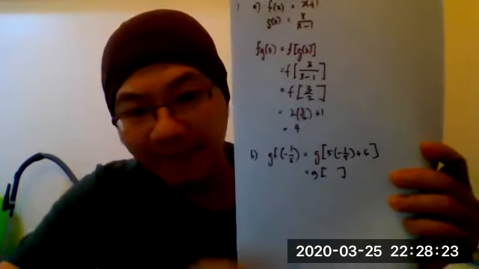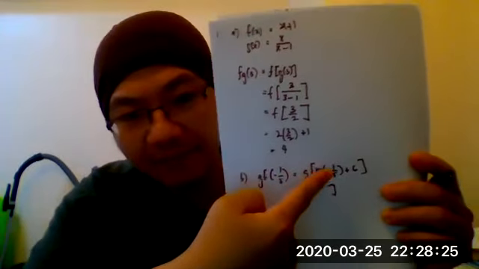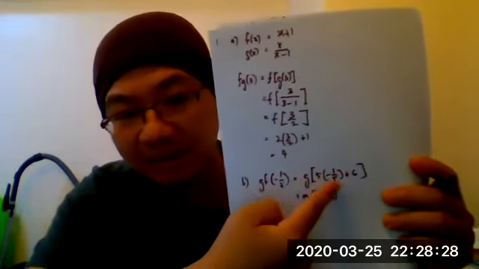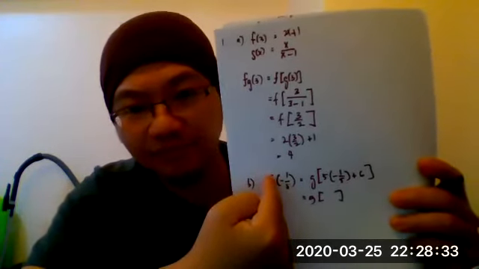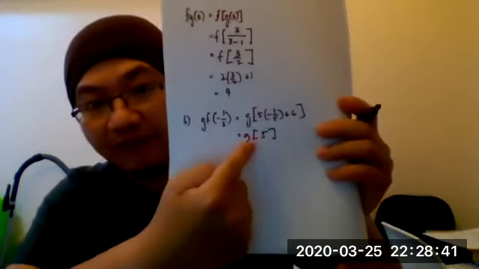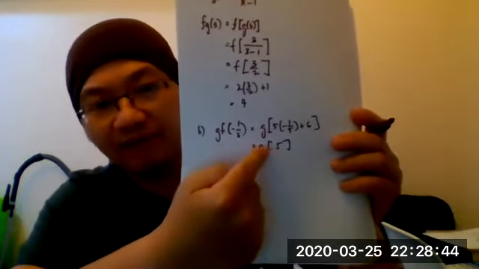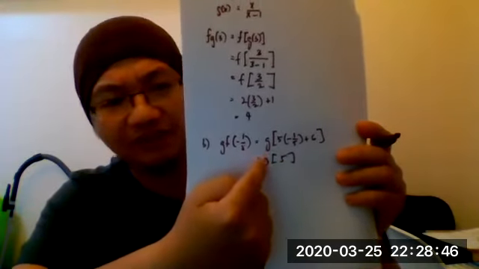Now tell me what is the value inside this box. The value is 5, because we just insert negative 1 over 5 into f. The answer here is 5. Now it becomes g of 5. This 5 becomes the object for g, so we insert it into g. The function g is 2x minus 1. So what is the final answer? 9. Pandai.